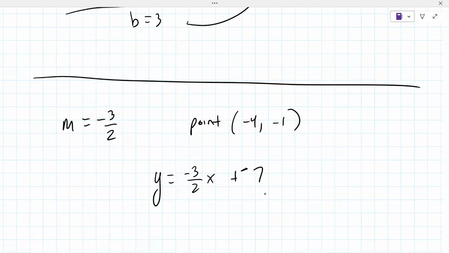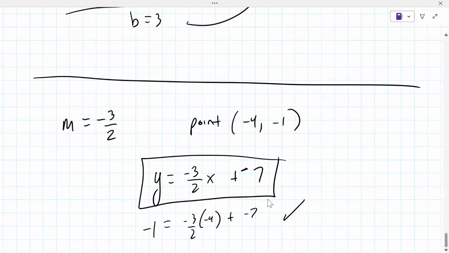All right. So let's try it out here. Is negative 1 equal to negative 3/2 times negative 4 plus negative 7? The answer is that does work. All right, you're on it.